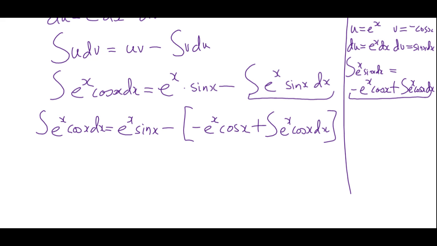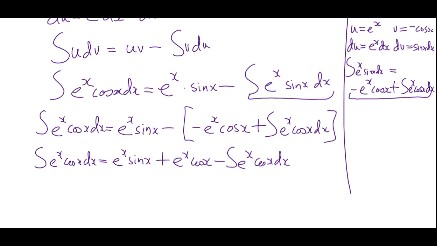You're going to say, okay, so look, the only integral here is now the integral of e to the x cos x dx, right? So we can isolate that on one side. And we're going to do that by going through and expanding this. So the integral of e to the x cos x dx is e to the x sine x plus, right, that's changing sign, e to the x cos x minus the integral of e to the x cos x dx.